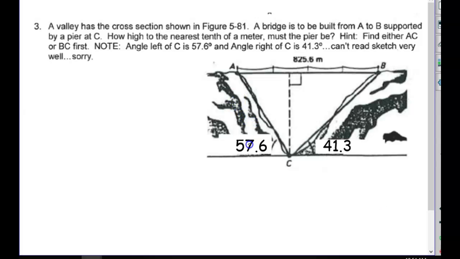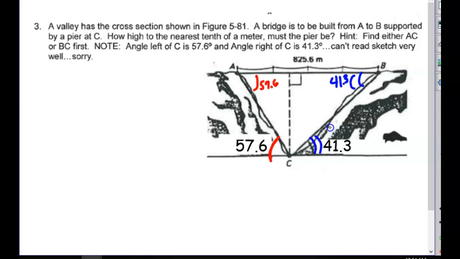Where, if this is a 57.6, where's another 57.6, guys? On the top there. Yes, alternate interior angles. So there is also a 41.3 here and up here.